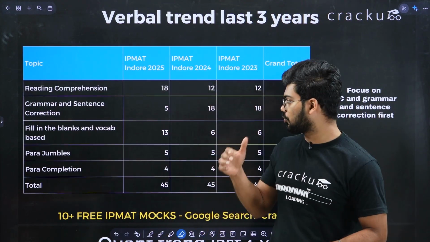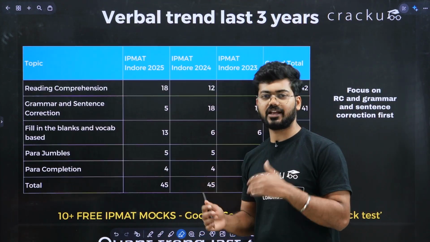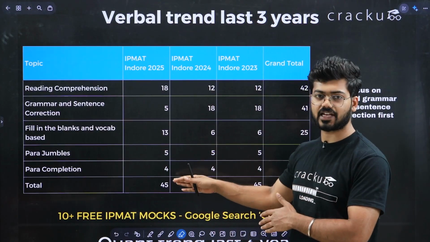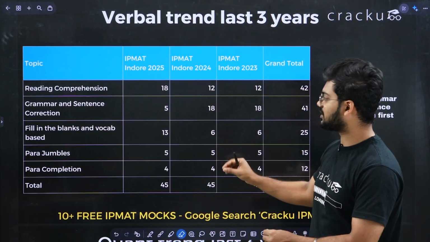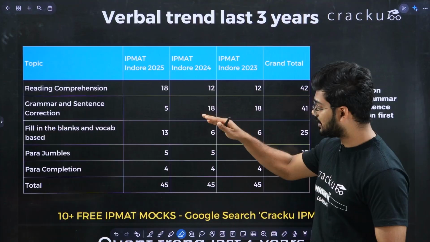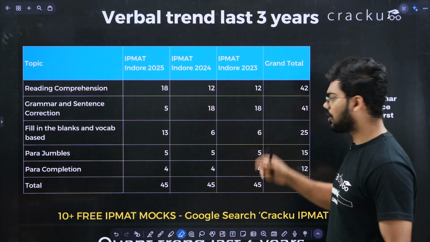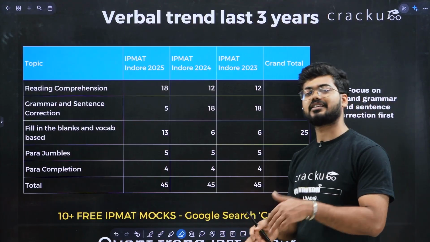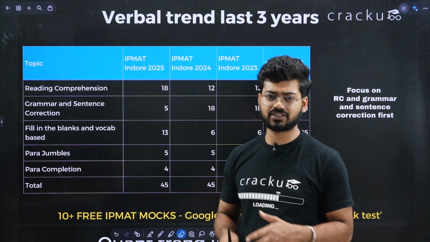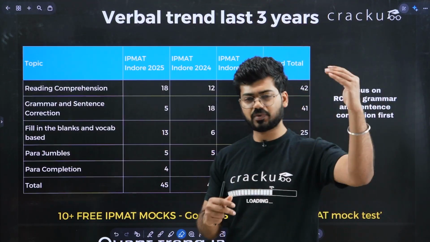So what are the rules which you learn in grammar? They get directly applied to fill in the blanks type of questions. So skipping grammar is a huge mistake. Grammar and sentence correction, these kinds of questions you should know very well: how to solve, what are the rules, let's say parallelism, subject verb agreement. In grammar, there is a specific set of rules.